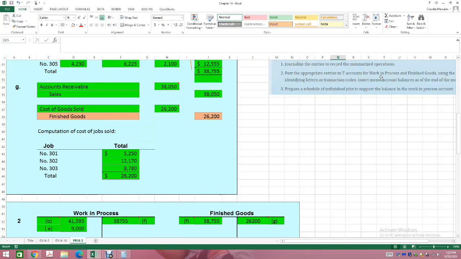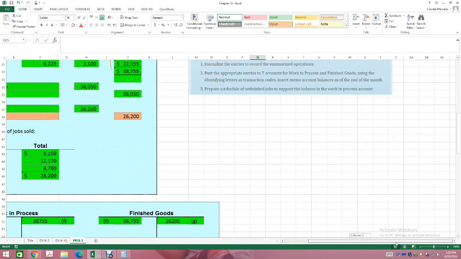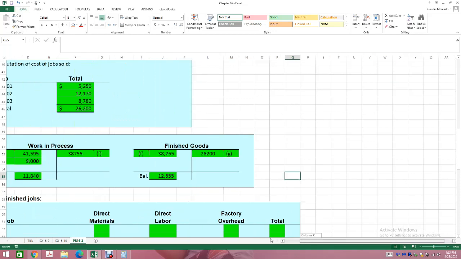Post the entries to the T accounts for your work in process and finished goods using the identifying letters. And then post insert memo account balances as of the end of the month. So those are our number 2. Number 3, prepare a schedule of unfinished jobs to support the balance in the work in process account. I forgot to add number 4, but I'll do that right now. So requirement 3, prepare a schedule of unfinished jobs. These are the jobs that you did not finish.